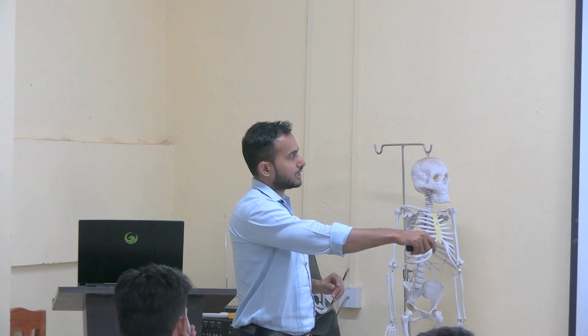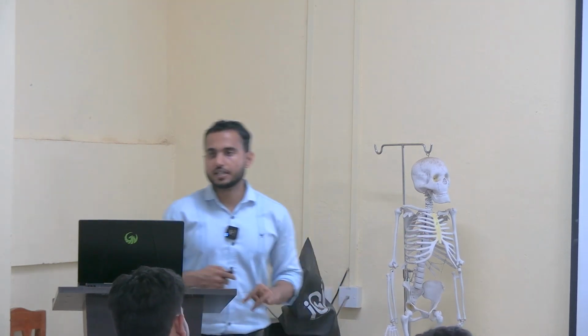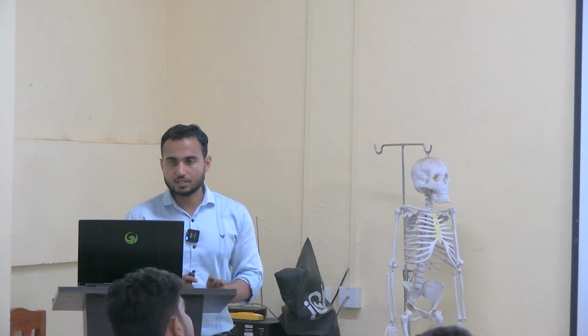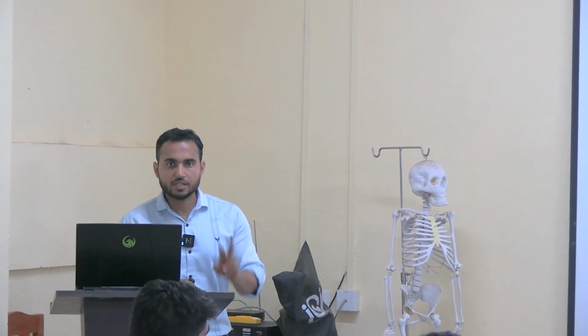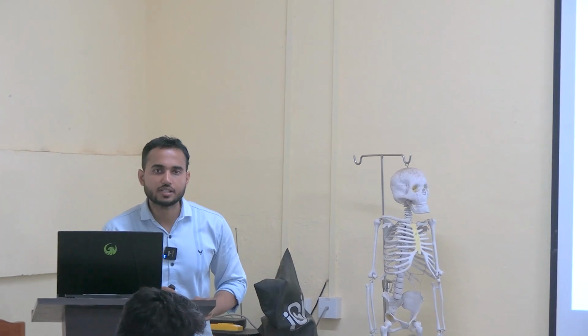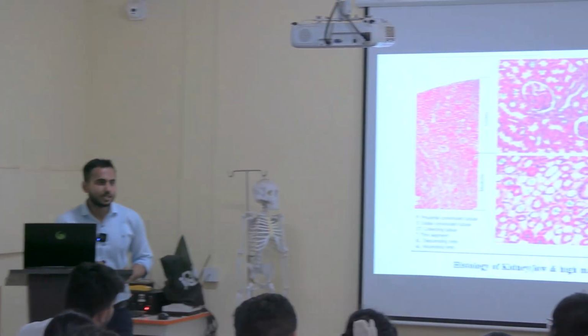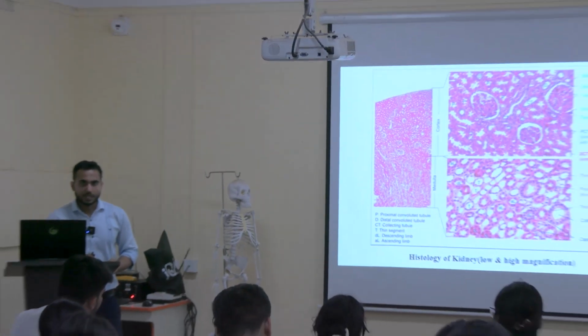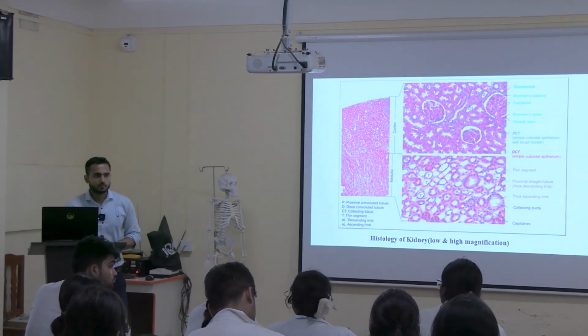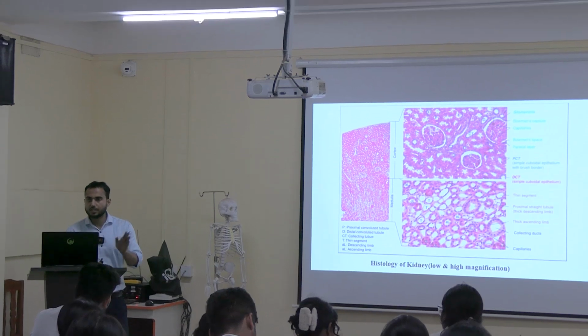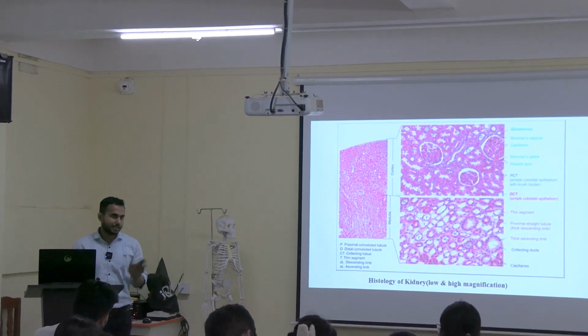Next, please come to the medulla. What will be seen in the medulla? Parallel running lightly stained tubules are there. Okay, mainly two types of tubes can be seen. What are they? Collecting duct and loop of Henle. How will you differentiate between collecting duct and loop of Henle? Yes, loop of Henle is darkly stained, collecting duct is lightly stained.